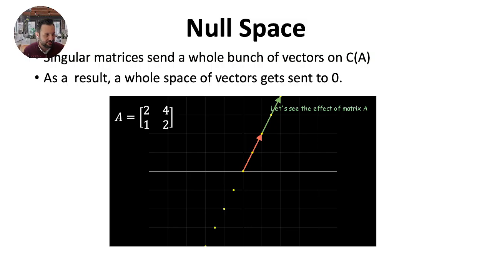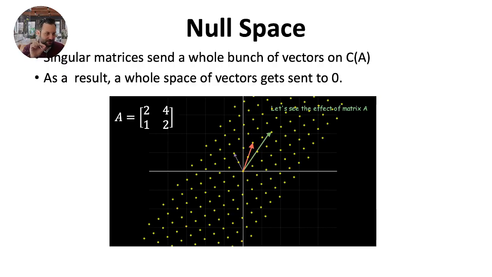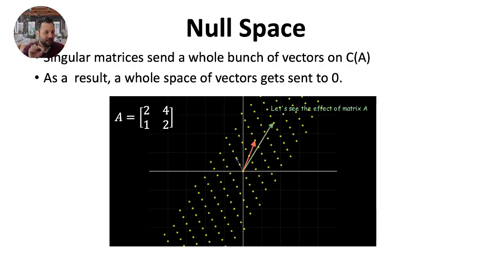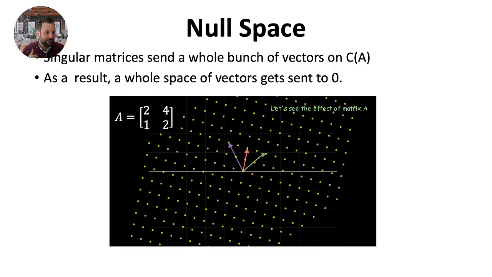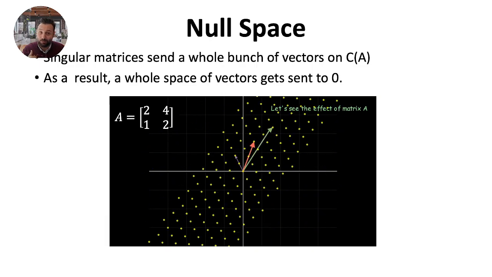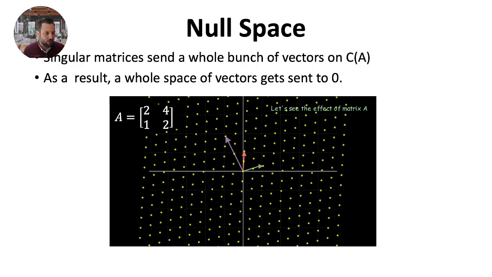And if we play with all of the points, they all get squeezed into this line. This is important to notice: everybody goes to some point on that line, but in one direction, the direction with the purple, they all go to zero.